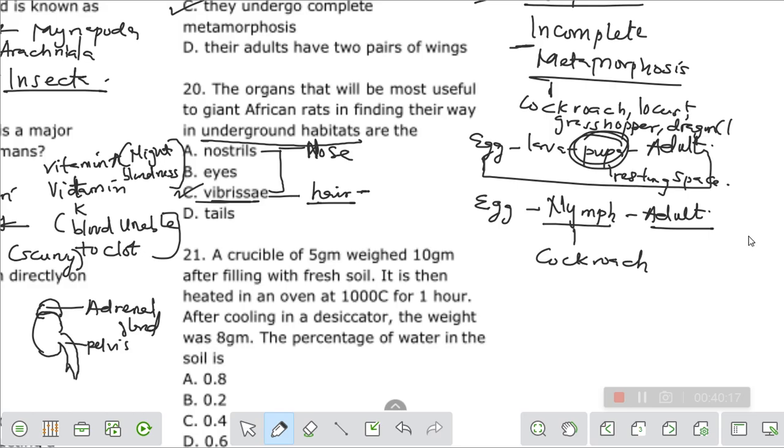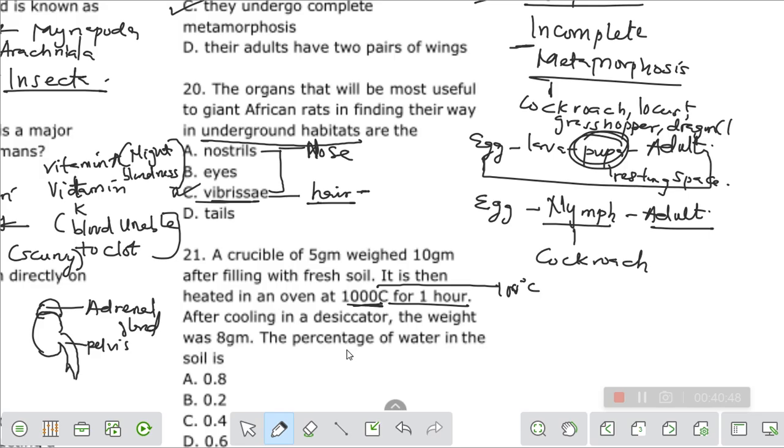So 100 degrees Celsius for 1 hour. After cooling in the desiccator, the weight was 8 grams. They now say we should find the percentage of water in the soil. Now look at it. What is the weight of that crucible? They said the weight of the crucible is 5 grams. We are looking for the percentage of water. This is actually on a topic called soil.